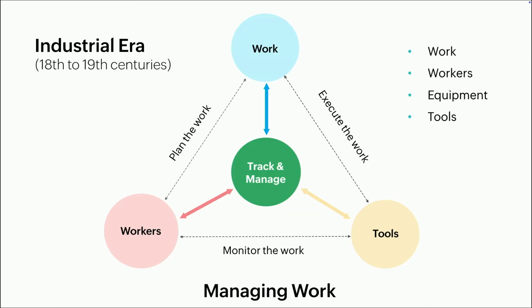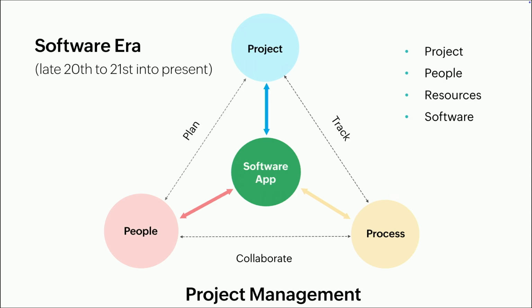In the past era of industries, this is how it worked. They were managing workers. You have work, and you need to give an equipment or a tool to manage the work. Coming to the software era, the work becomes the project, the workers become the people, and the tools and equipment put together become the process, which gets managed using a software app. So that's where plan, track, collaborate evolves.